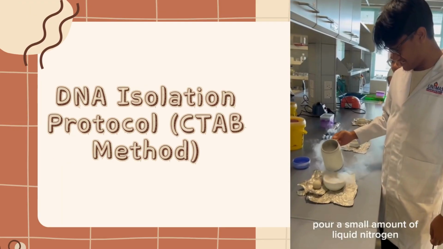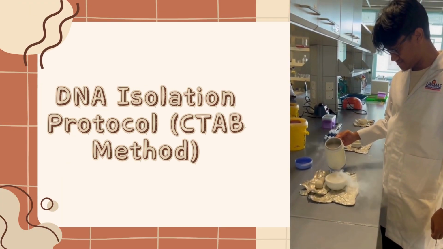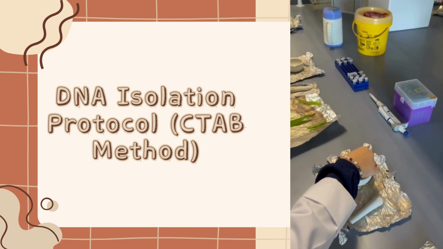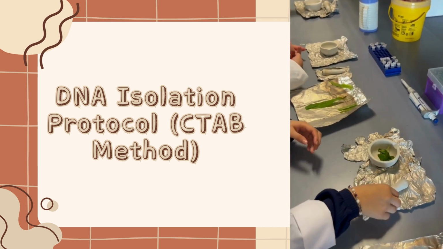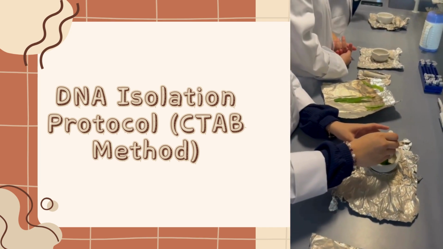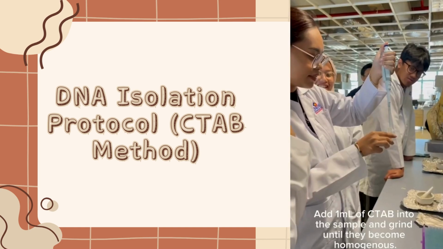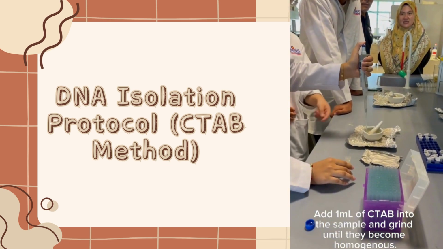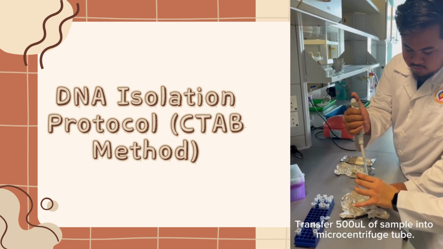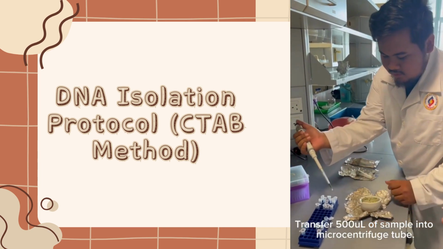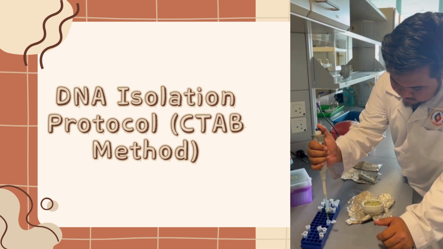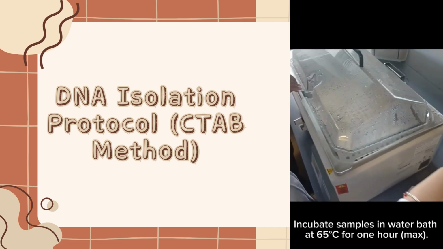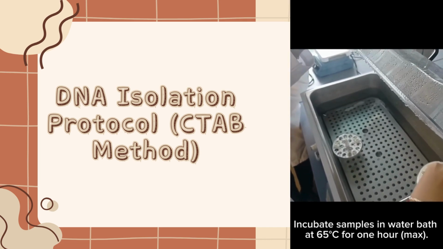Pour a small amount of liquid nitrogen. Put into a mortar, grind into powder. Add 1 milliliter of CTAB into the sample and grind until they become homogeneous. Transfer 500 microliters of sample into microcentrifuge tube. Incubate samples in water bath at 65 degrees Celsius for 1 hour max.